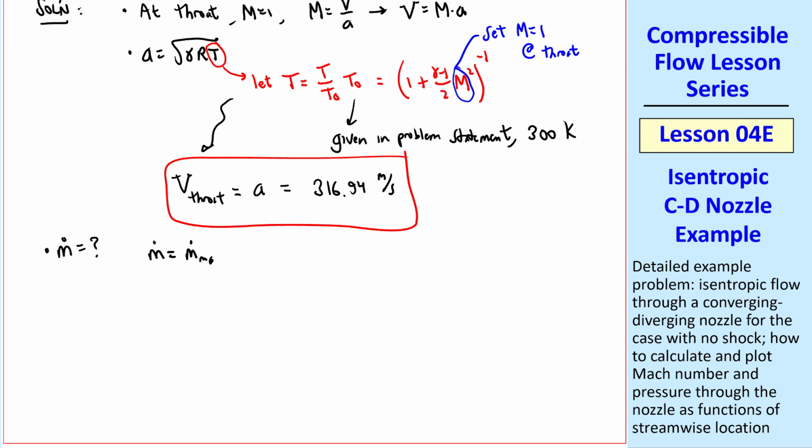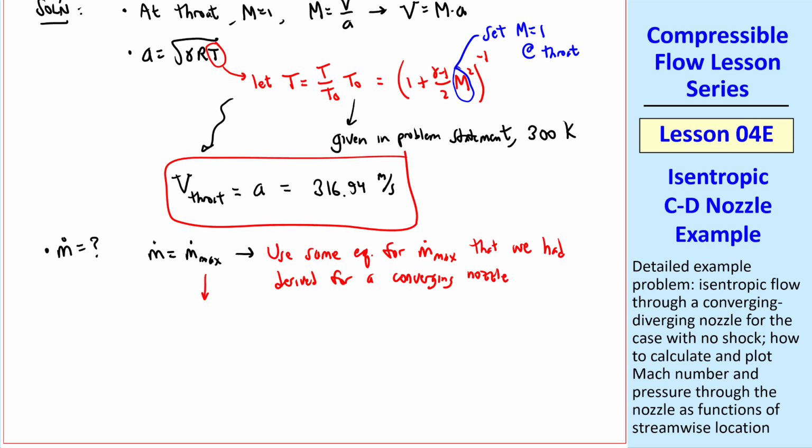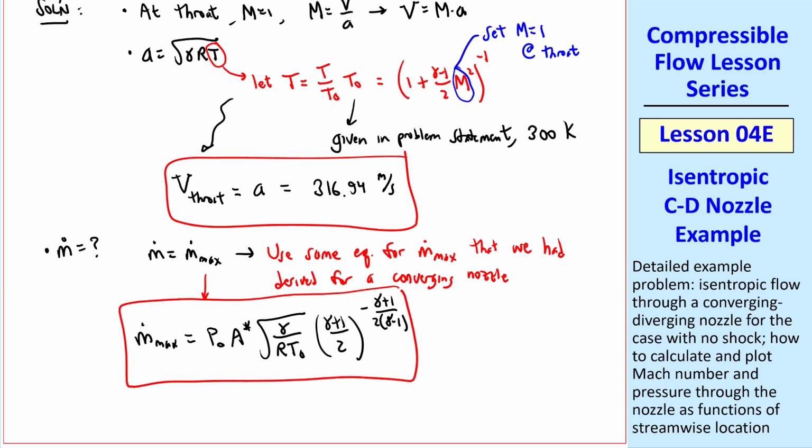Now consider m dot. Since the flow is choked, we know that m dot is m dot max, and we can use the same equation for m dot max that we had derived for a converging nozzle. Namely, m dot max is p naught A star square root of gamma over RT naught, gamma plus 1 over 2 to the exponent negative gamma plus 1 over 2 gamma minus 1, which you can find on the equation sheet or in some previous lessons.